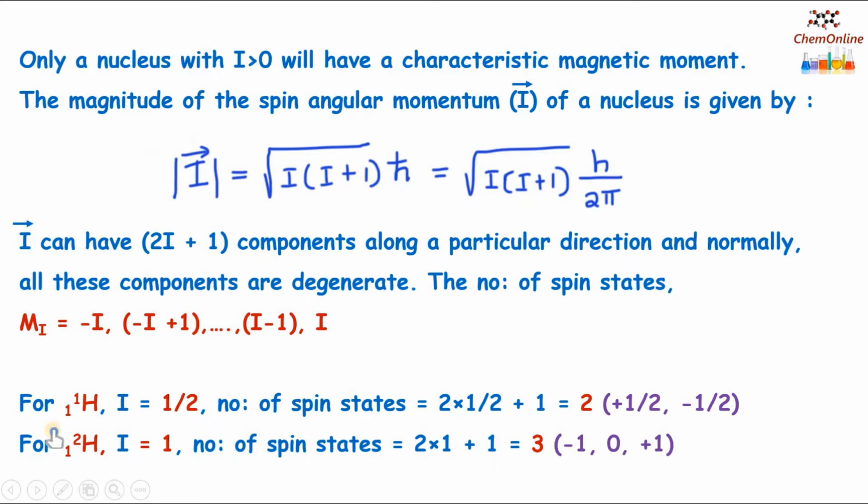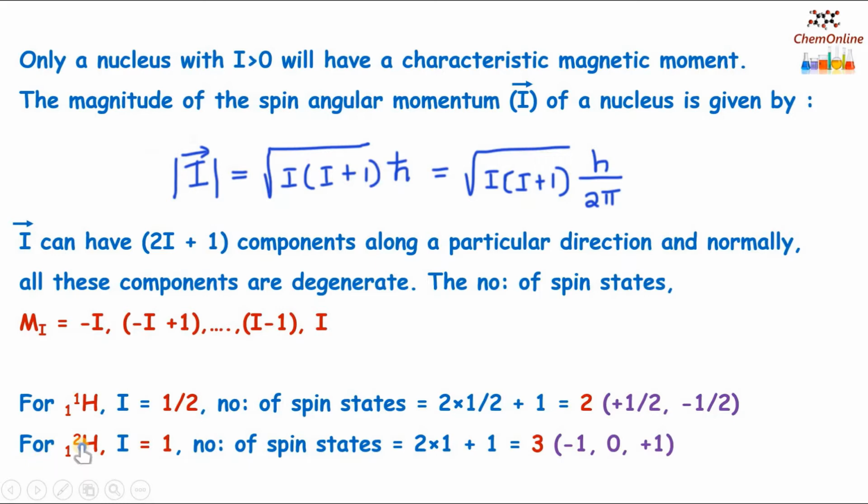For example, consider 1H1, a proton. For a proton, the spin quantum number I equals 1 by 2. Therefore, the number of spin states is equal to 2I plus 1. So that is 2 into the spin quantum number 1 by 2, 2 into 1 by 2 plus 1 equals 2. So that means a proton will have two spin states. One is plus 1 by 2 and the other is minus 1 by 2.